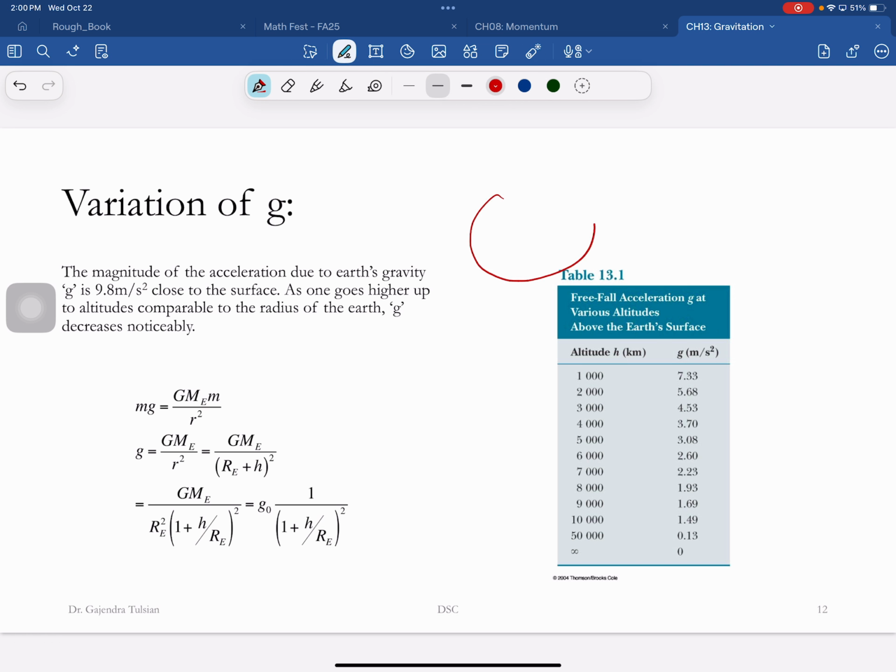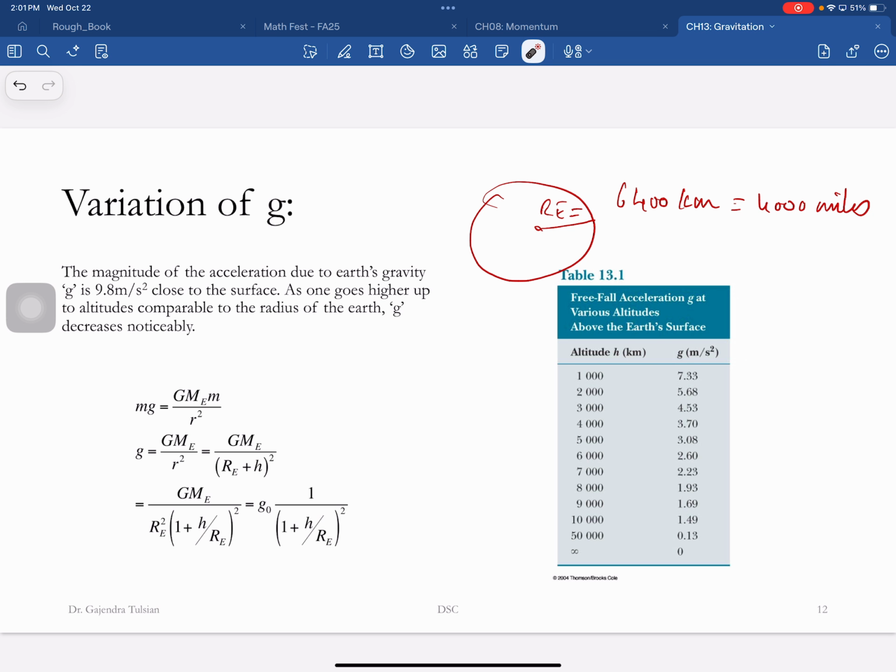Okay, what is the radius of the Earth? 6,400 kilometers, about 4,000 miles. All right, what's g on the surface of the Earth? 9.8 meters per second squared.